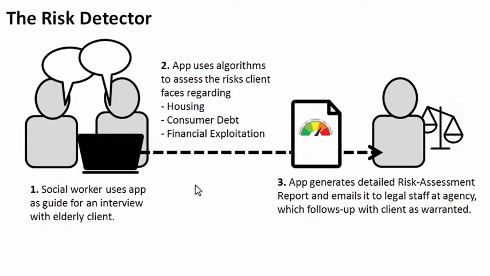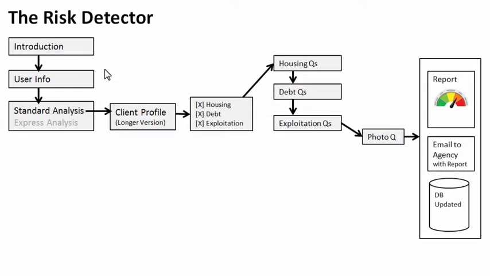As soon as the session is completed, the system emails a report detailing its findings to the legal staff at the appropriate agency, and that agency can then start following up right away. The session starts with an introduction, gathers some information about the user, and then lets the social worker choose between a standard analysis or an express.